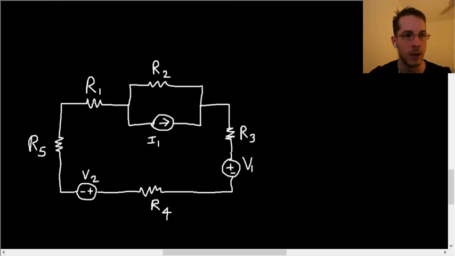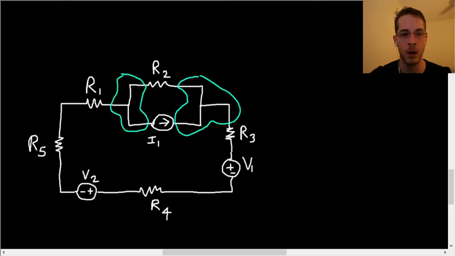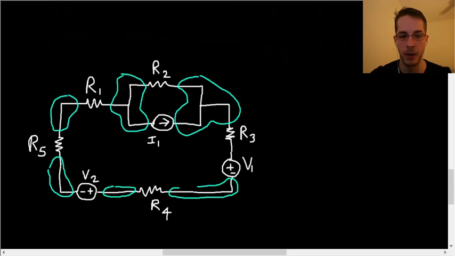So the nodes in this circuit are going to be 1, 2, 3, 4, 5, 6, and 7. So again, every single section of wire is one node. So in this circuit there's 7 nodes total. Again, let's look at some of the components.